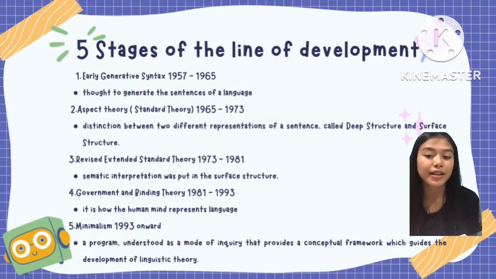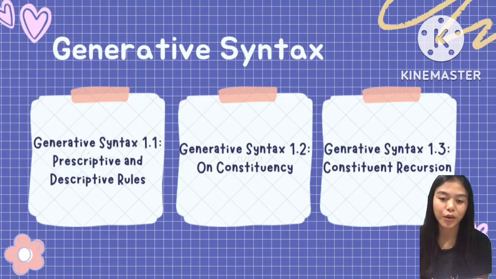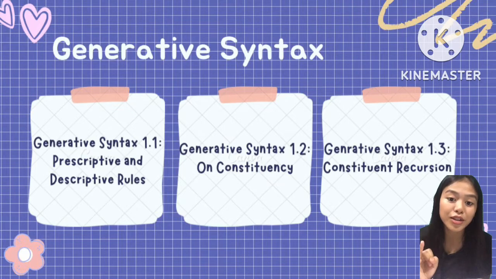The government and binding theory is how the human mind represents language. So minimalism is a program understood as a mode of inquiry that provides a conceptual framework which then guides the development of the linguistic theory. Based on the video material that I watched about generative syntax, it entails 3 parts. Those are the prescriptive and descriptive rules, on constituents, and constituents recursion.